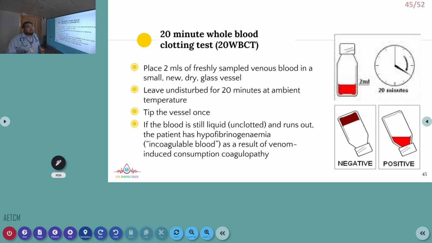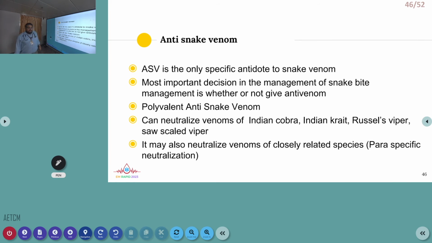Then you take a clean glass container, put in freshly drawn blood of around 2 ml, and keep it undisturbed for 20 minutes. Undisturbed for 20 minutes, no shaking, nothing, and you see whether the blood has clotted or not. If the blood has clotted, you can say that the 20 minutes WBCT is negative. If the blood has not clotted, it is positive. So that is one sign that the patient has gone into disseminated intravascular coagulation. So that is one investigation that you can do at the bedside.